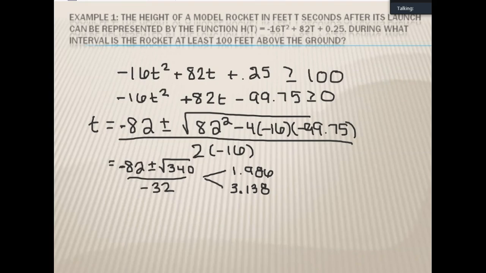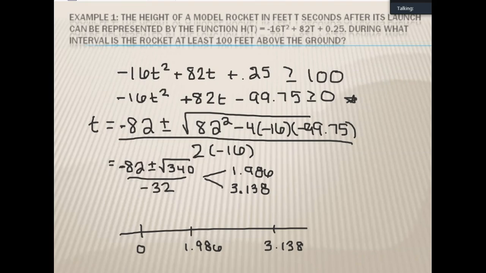So in order to determine when it is greater than or equal to 100, we need to know when this equation here is greater than or equal to 0. So we know that our time can't be less than 0. And then we want to know, okay, what's happening to my time between 0 and 1.986? And what's happening to my time between 1.986 and 3.138? And what's happening to my time from 3.138 and beyond.